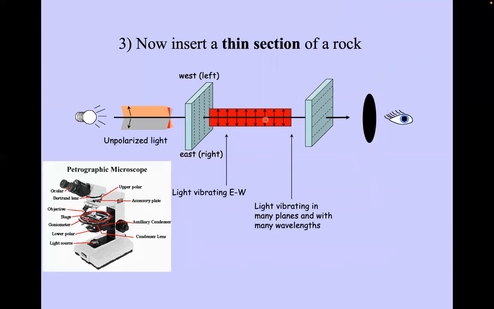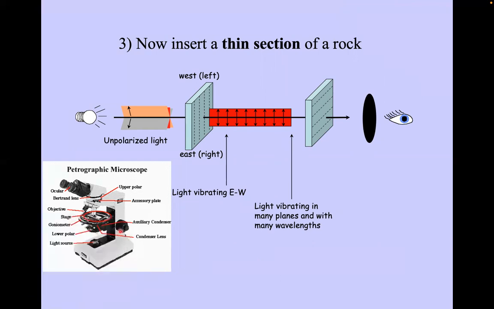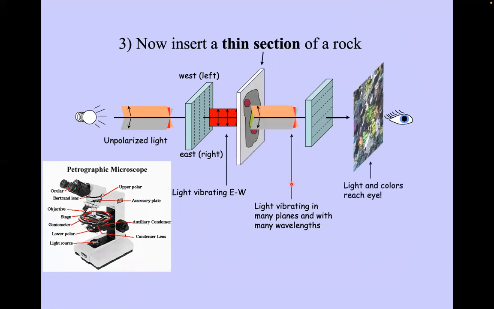Right now, again, you can see when a thin section is inserted in between. So what is a thin section? Thin section is the sample we insert in between the two polarizers. Let's see how it will change.